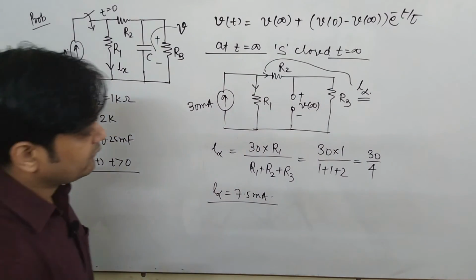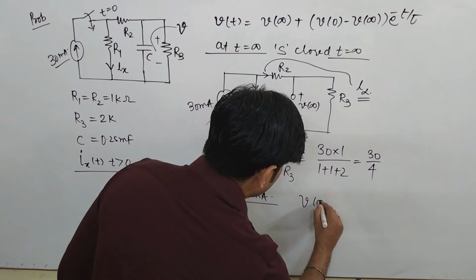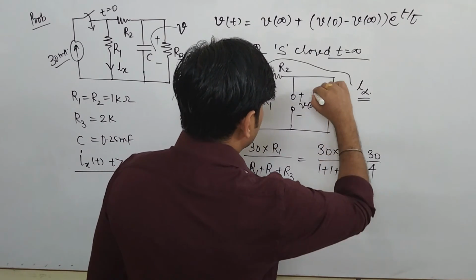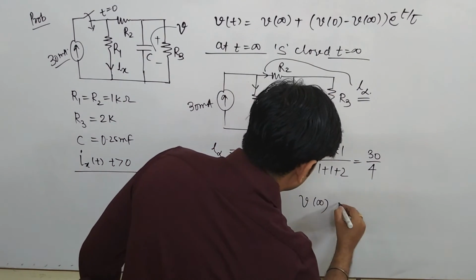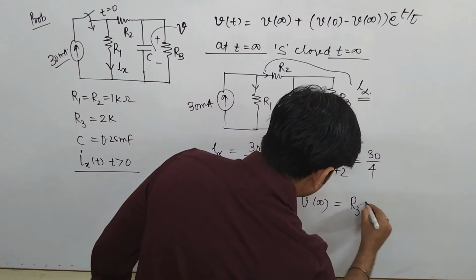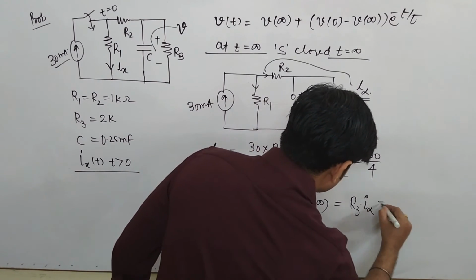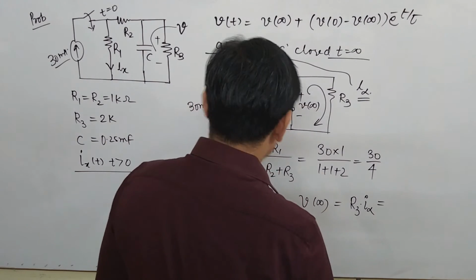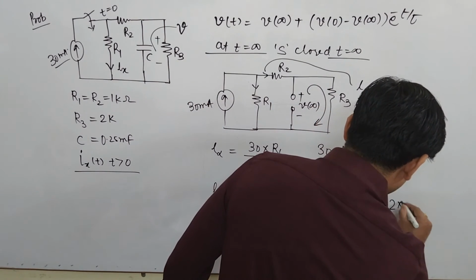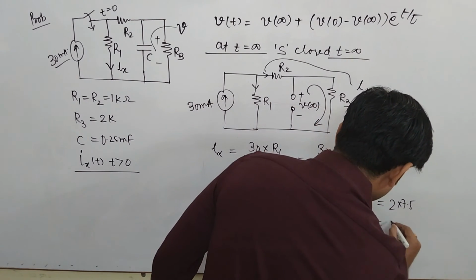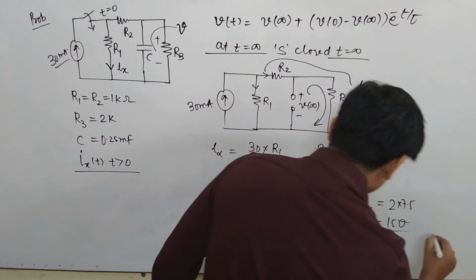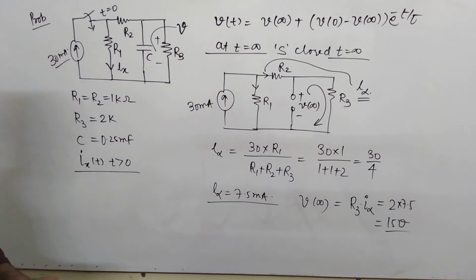Once you know the value of I alpha, the value of V infinite, just by applying one KVL here, comes to be R3 into I alpha. What is R3? R3 is 2, so 2 into 7.5, or you can say it is 15 volt. This is the value of V infinite. So now you know the value of V infinite.